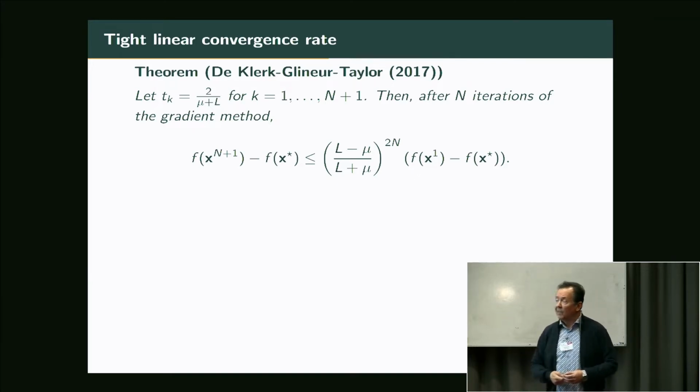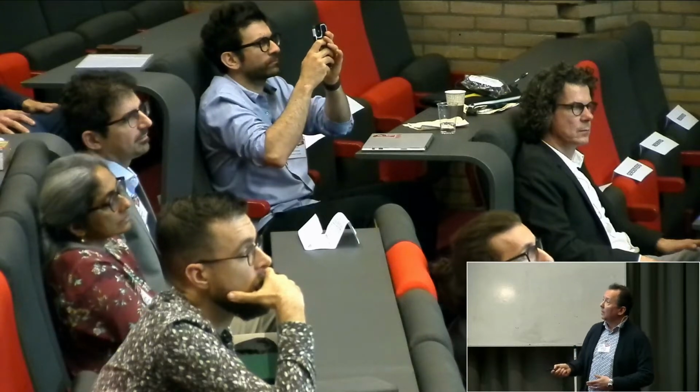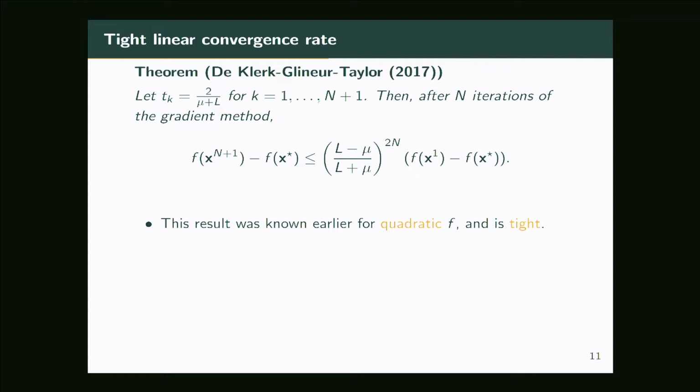So the linear rate of convergence of the method of Cauchy was known already for strongly convex L-smooth functions, but this constant was not known in general. So we just basically fixed this constant. Okay, so in particular, this exact result was known earlier, but not for the whole class, but just for quadratic functions, which belong to this class of hyperconvex functions, which are strongly convex, and it's also tight.